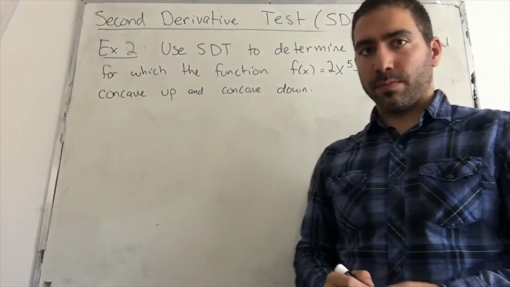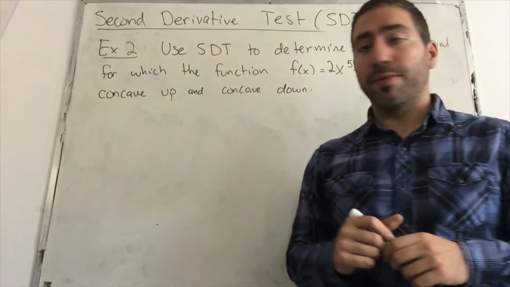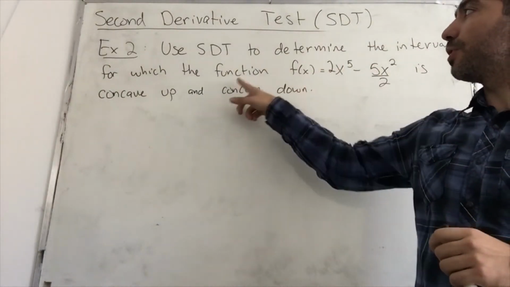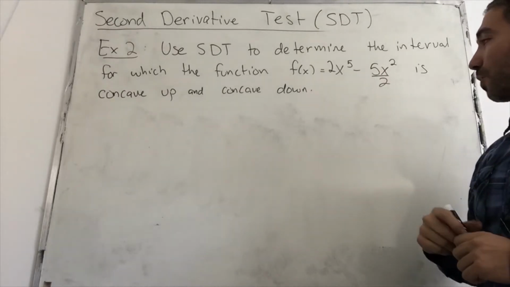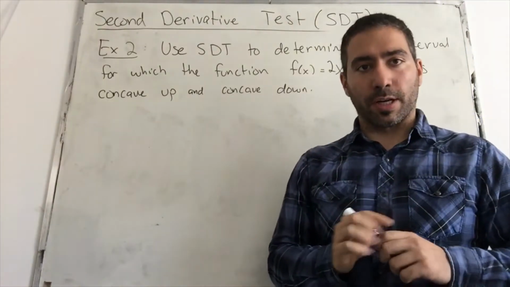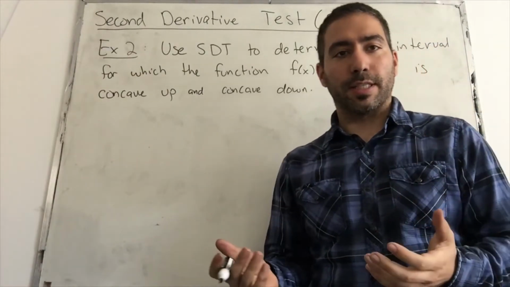Okay. So in this example here, it's saying to use SDT, the second derivative test, to determine the interval for which the function f of x equals 2x to the 5 minus 5 over 2 x squared is concave up or concave down. So we're using the second derivative test. Let's go ahead and begin by taking the second derivative.